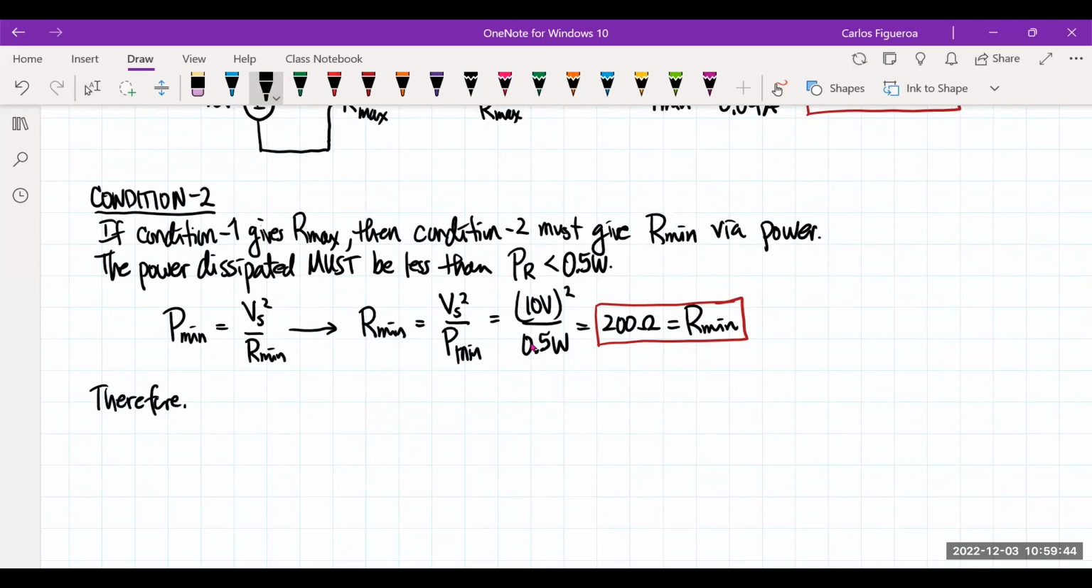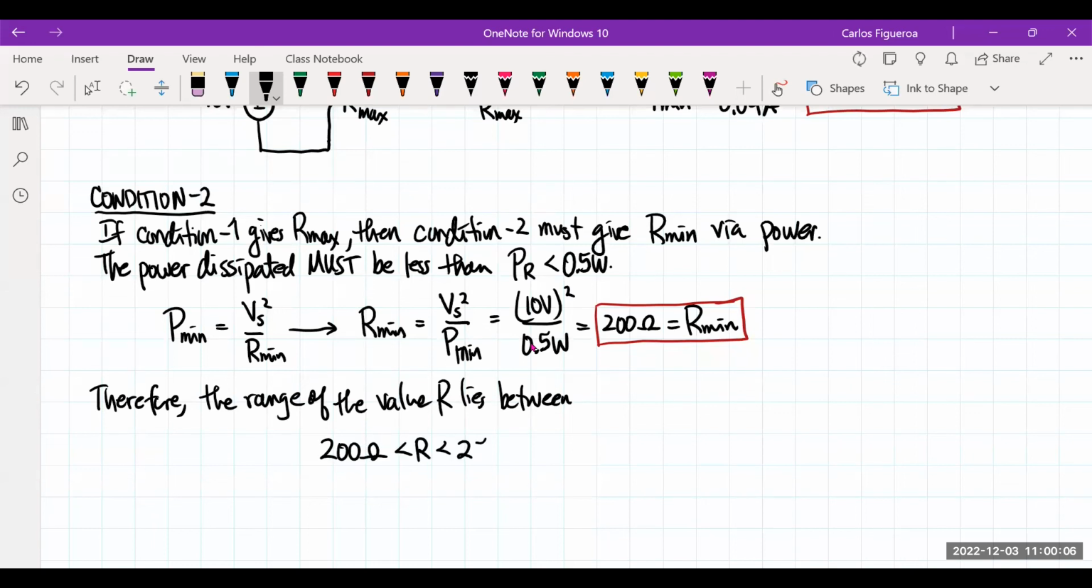Therefore, the range of the value R lies between 200 ohms and 250 ohms.